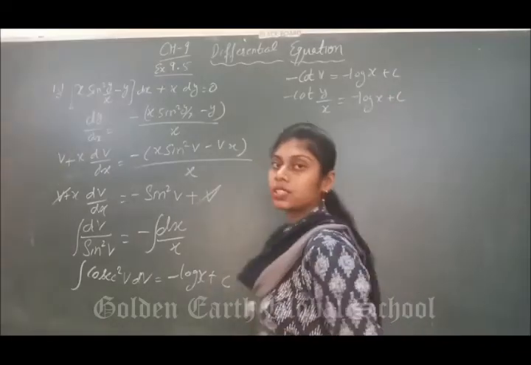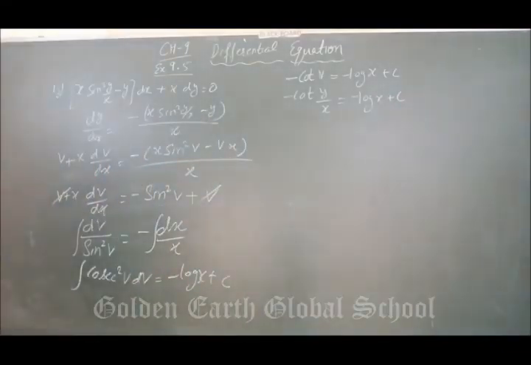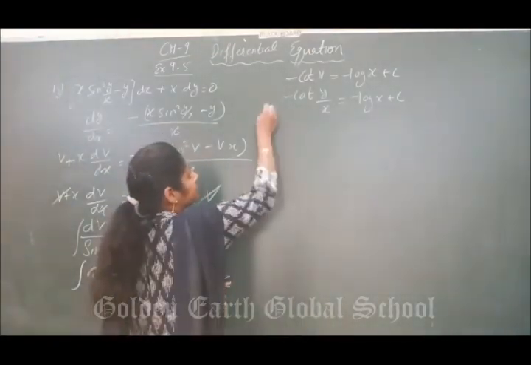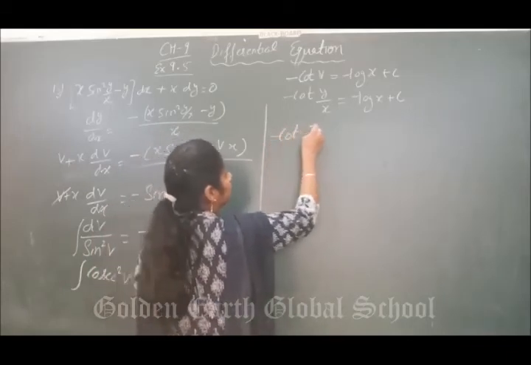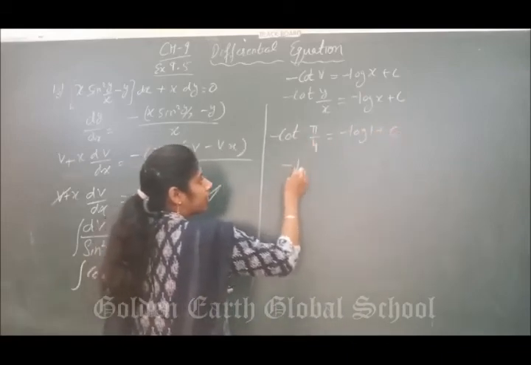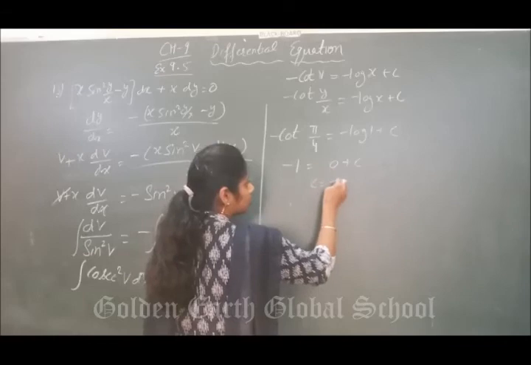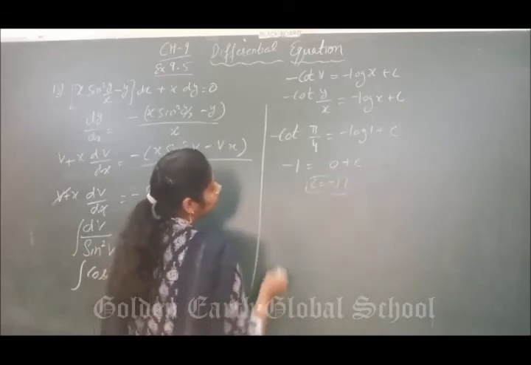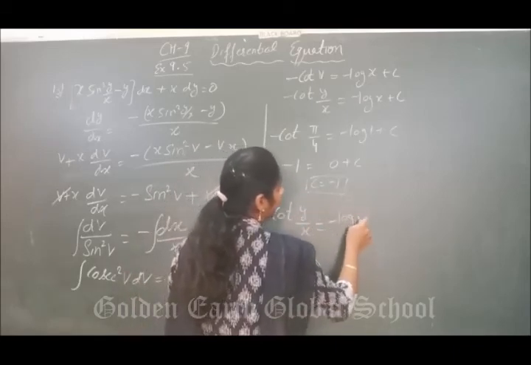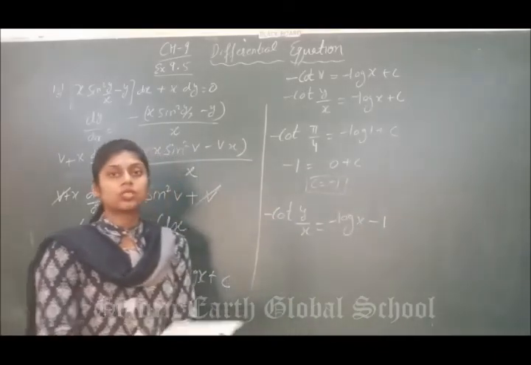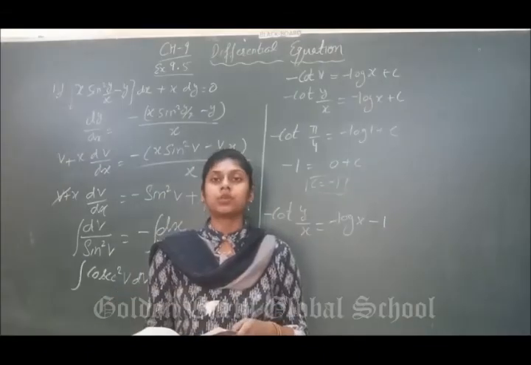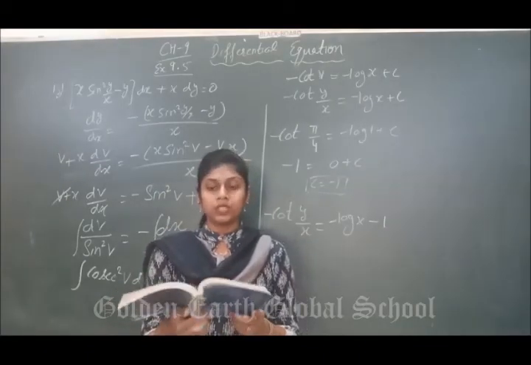Now using the given condition, we have to find the value of c. Given conditions are y = pi/4, x = 1. Cot pi/4 is 1, so −1 = 0 + c, so c = −1. So the particular solution will become −cot(y/x) = −log x − 1. So this is your particular solution. Next, questions 14 and 15 are the same. First find the general solution and then, using the condition, find the particular solution.